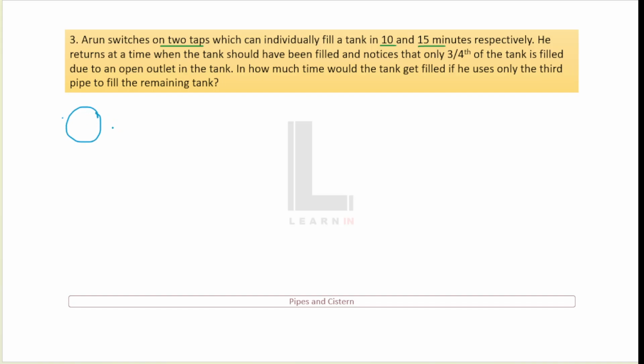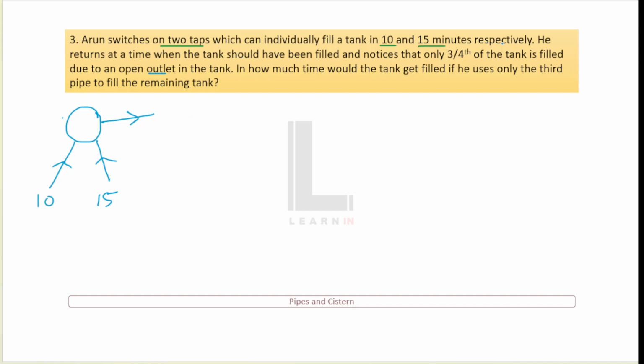So this is a fine circle that we have made. Inserting the work: 10, 15. Now when we read the sentence, we know that there was an outlet in the tank. So we would have to make an outlet also. This is the outlet. Fine.